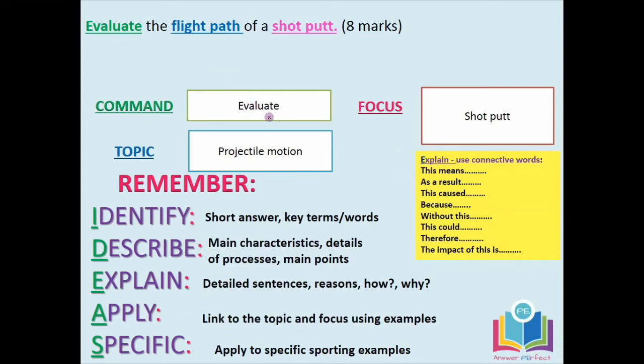Now when we get evaluate as a command word, this means that we need to give lots of different options, ideas and arguments and come to a conclusion at the end. The topic is projectile motion because we've got flight path, and our focus has to be on a shot put. Now initially we need to start with AO1, where we identify and describe and showcase our knowledge. Then we go to our application, where we look at examples, and here we need to relate everything back to a shot put, and that's AO2. And then we need to give our reasons saying why, AO3.